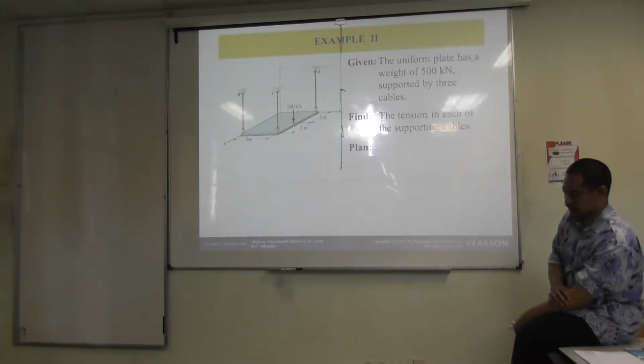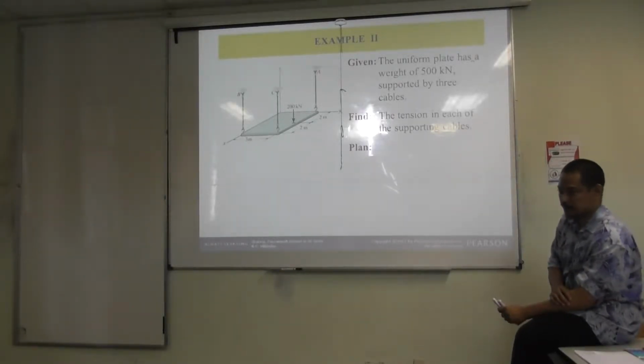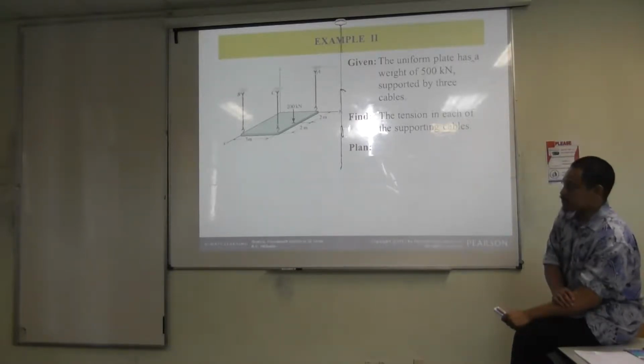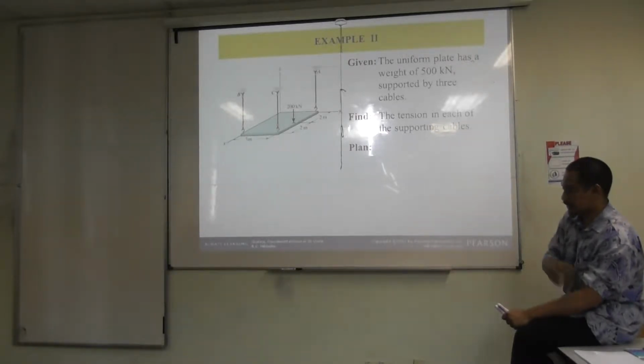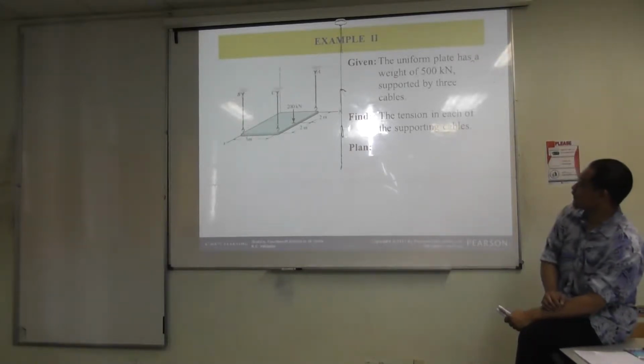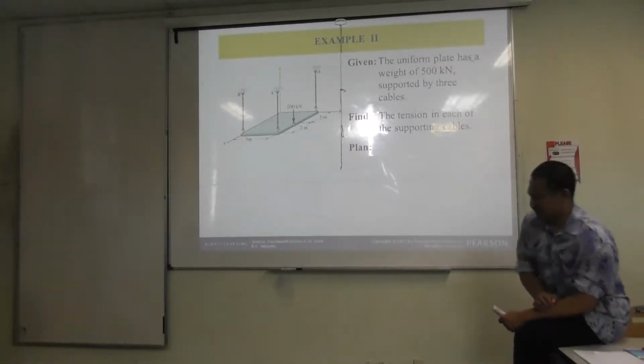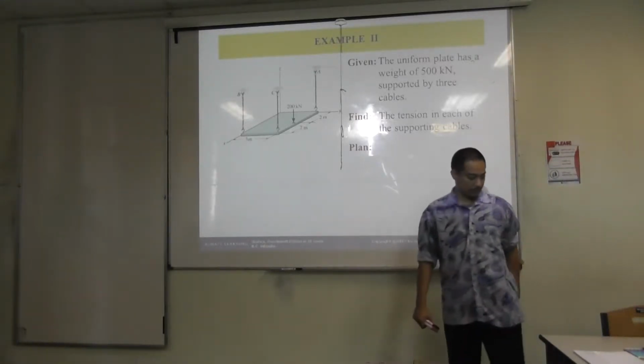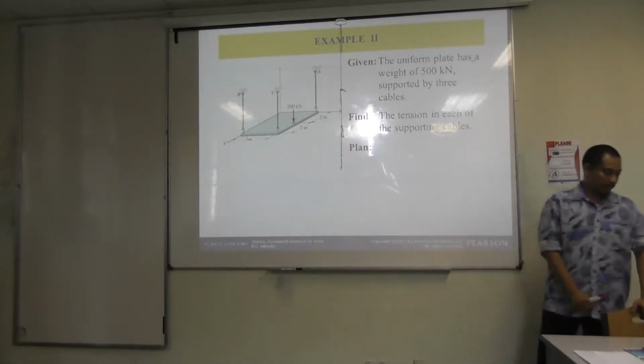One is support reactions of many different types of supports, and we have also covered the two force member. Those things will affect how you draw your free body diagram. And currently we are in the part where we deal with 3D structures. We have covered several examples already, so this will be another example.